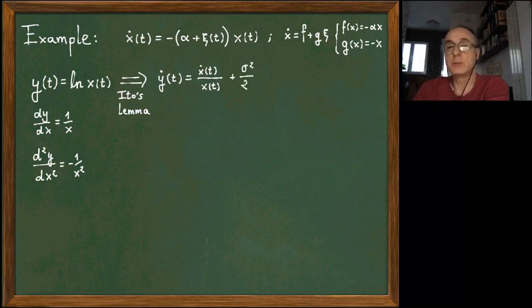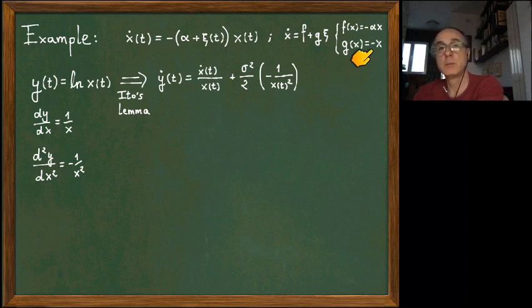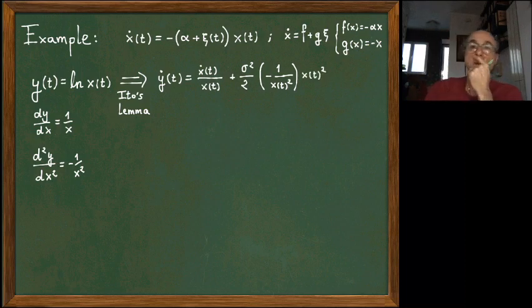Remember what is the Ito term? It is sigma squared divided by 2 times the second derivative of y with respect to x, times g squared. But g is minus x, so we have x squared. And this is the equation. This is the equation for y. And of course, we have done.